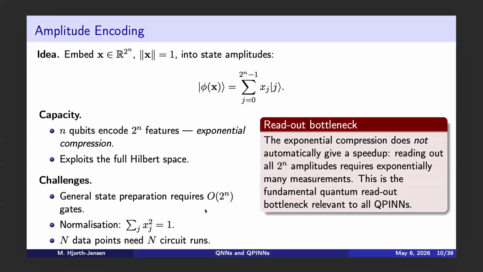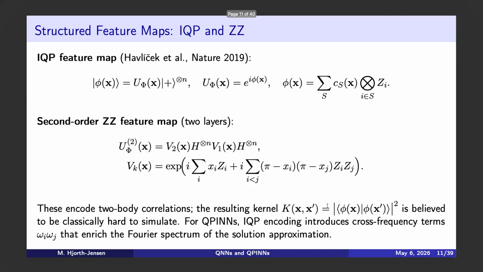Challenges: the general state preparation requires quite many gates to do that. So that's one of the drawbacks. And you have a normalization, and if you have n data points, you need actually n circuit runs. So the bottleneck here is the readout. The exponential compression does not automatically give a speed up, and reading out all the 2n amplitudes requires exponentially many experiments. So this is a kind of fundamental quantum readout bottleneck, which is relevant if you're doing quantum physics informed neural networks. So that is one of the bottlenecks.